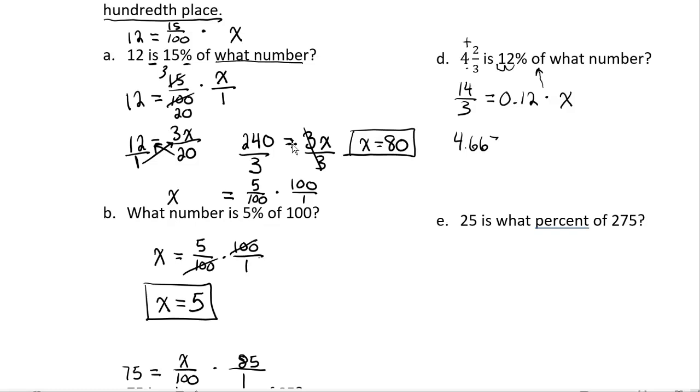So this is a good example of how I'm showing that I've rounded it on paper, but I'm keeping all of the places in my decimal on my calculator so that I can get as accurate an answer as I can. Now I need to get the x by itself, so I'm going to divide by the 12 hundredths.